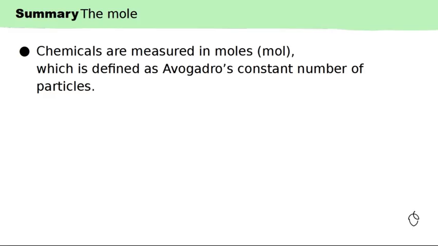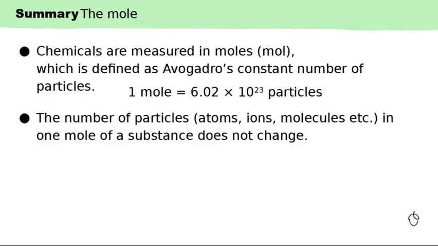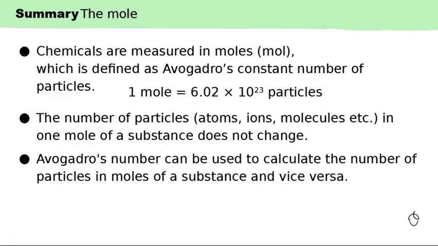Okay, so in summary, chemicals are measured in moles, which is defined as Avogadro's constant number of particles. And so 1 mole is equal to 6.02 times 10 to the 23 particles. And remember, when we say particles, particles could be atoms, molecules, formula units or ions. It is important that we state which one we are referring to. And the number of particles in 1 mole of a substance does not change.